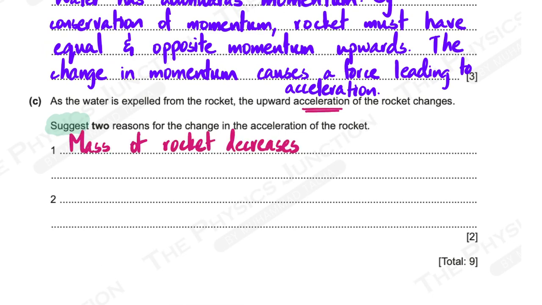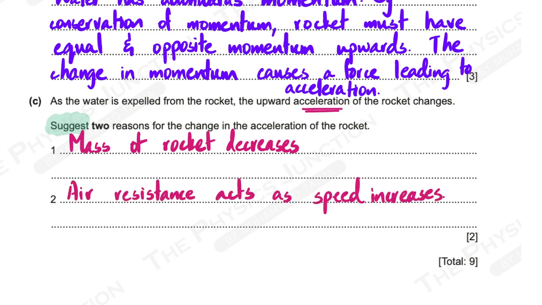And as the rocket accelerates, its speed would increase, and we know of a certain force which would also increase as a result, and that's air resistance. Apart from this, the examiner also accepted something like this, that as the water is being expelled, less water is expelled per second. It's expelled at a lesser rate, so that's why the acceleration changes. You can also talk about gravitational field strength. You know that decreases with height, so because of that also the acceleration could change.